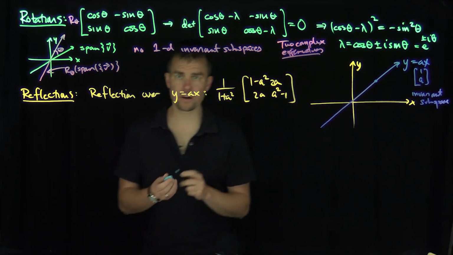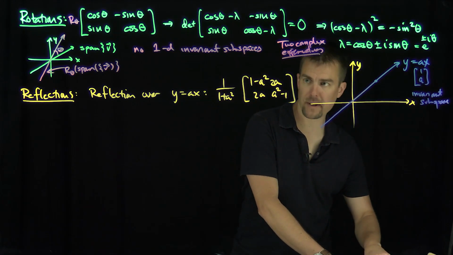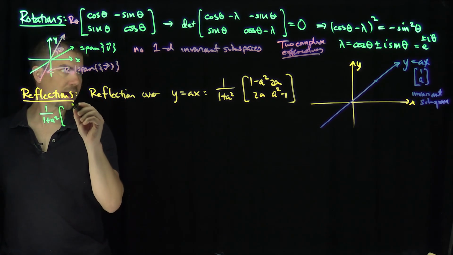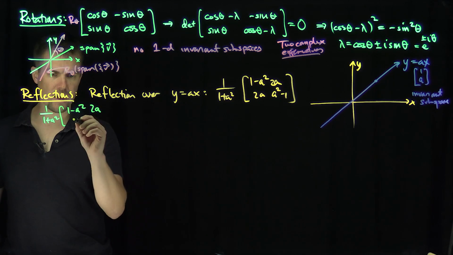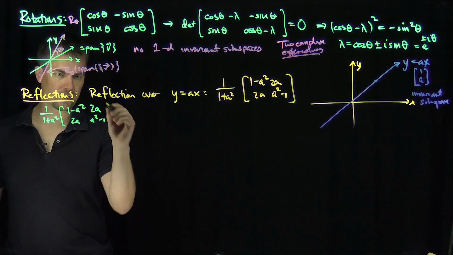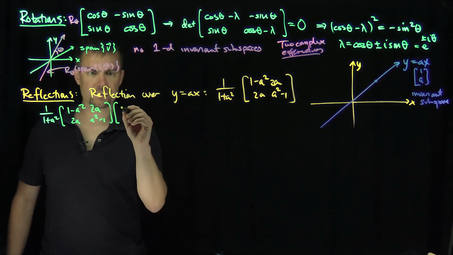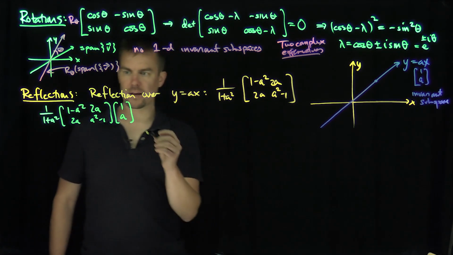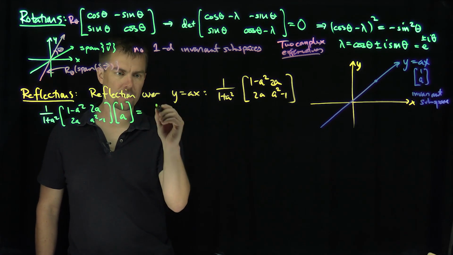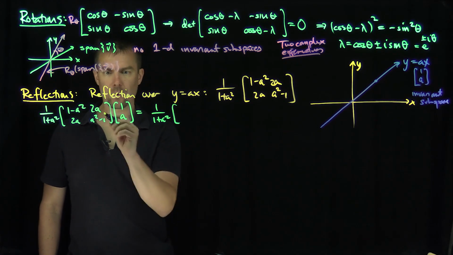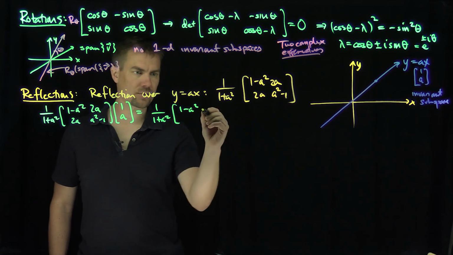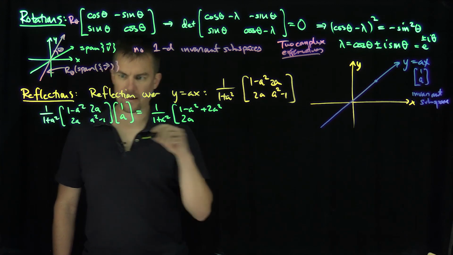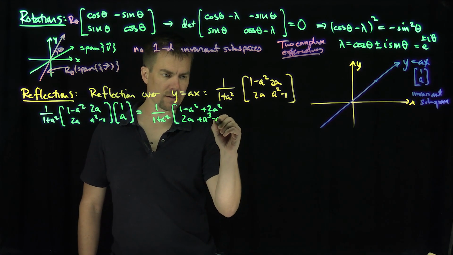Okay, so let's verify that. Let's plug that into our matrix and see what we get. I have 1 over 1 plus a squared, and then the matrix with 1 minus a squared, 2a, 2a, and a squared minus 1. I'm going to plug in a 1 for x and an a over there. That's my vector I'm plugging in. So I'm testing to see if this is an eigenvector. This is 1 over 1 plus a squared, and then what do I get? On top I get 1 minus a squared plus 2a squared, and down here I get 2a plus a cubed minus a, giving a cubed plus a.